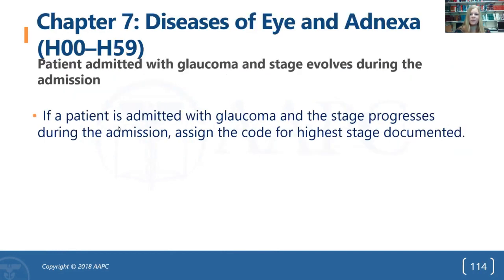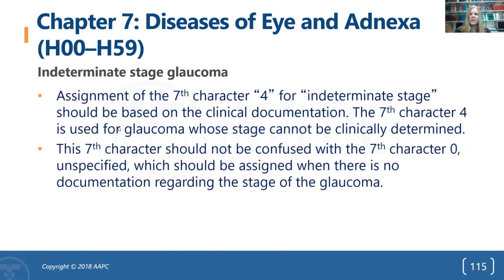If a patient has been admitted with glaucoma and the stage progresses during the admission, you would then assign the code for the highest stage documented. There is a 7th character that is available for glaucomas in which the stage cannot be determined. This is the character 4. It should not be confused with the 7th character 0 for unspecified. Unspecified is used when there's no documentation regarding the stage of the glaucoma.